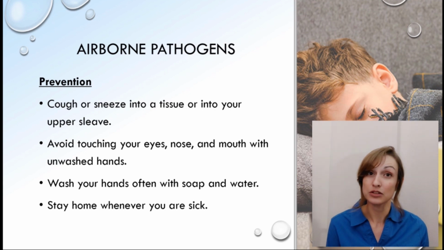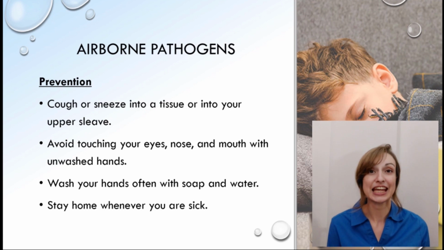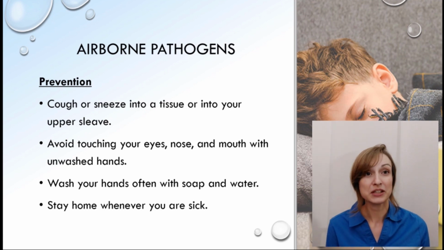Wash your hands often with soap and water to prevent accidentally touching your face or someone else's after touching a contaminated surface. While you might feel bad for calling in sick and leaving others to do your work, it would be much worse if everyone in your department ended up getting sick and staying home next week.